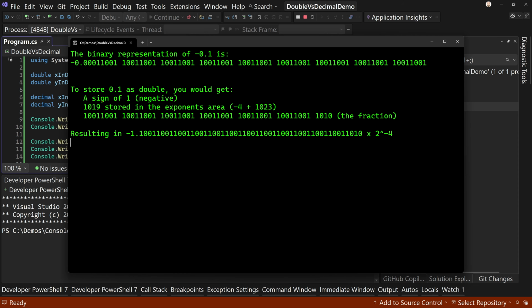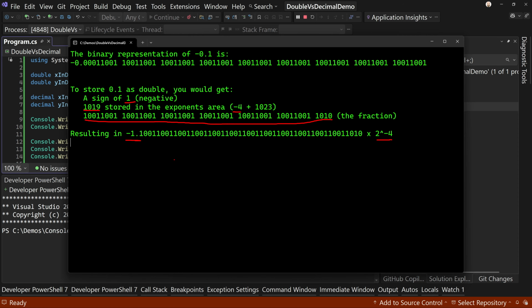So when we look at the storage here, we see the sign is 1 because it's negative, but we still have the -4. So still the 1019. We still have the same fraction. So we still get the times 2 to the -4 power, but our number here, we start with a -1 or negative in the beginning.